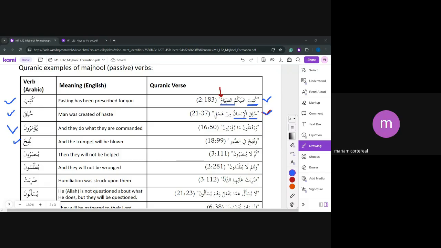If khuliqa wasn't there, if it was khalaqa instead of khuliqa, what would you say? Khalaqa would be madi marfu'. And then the next word would be al-insan, yes. Good. And that will be called maf'ul.